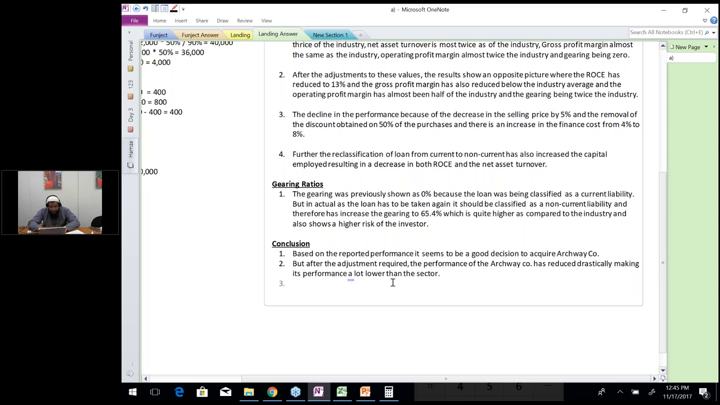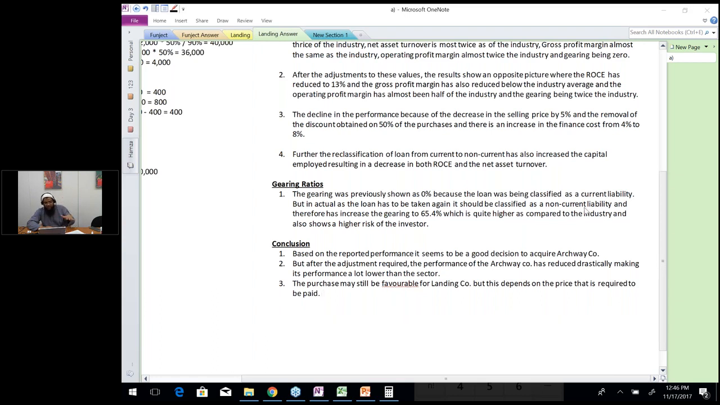So let's write down the conclusion. I'm going to say that the purchase may still be favorable for Landing Company, but this depends on the price that is required to be paid. So if I'm purchasing an underperforming company, obviously I would want to pay less. So that is still beneficial for me. So I'm saying that the purchase may still be favorable depending on the purchase price that is going to be paid. If the return on investment according to the price is above the current ROI of Landing Company, then the purchase would be feasible, otherwise not.